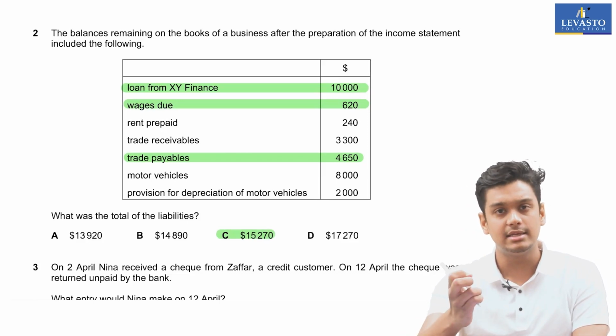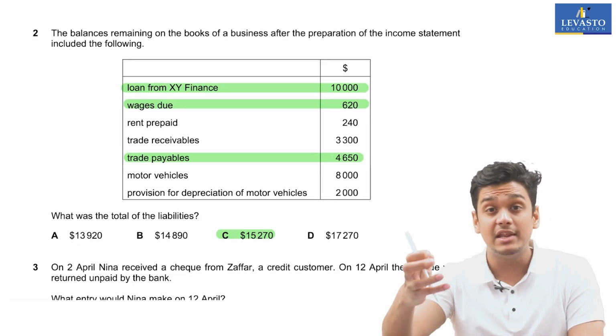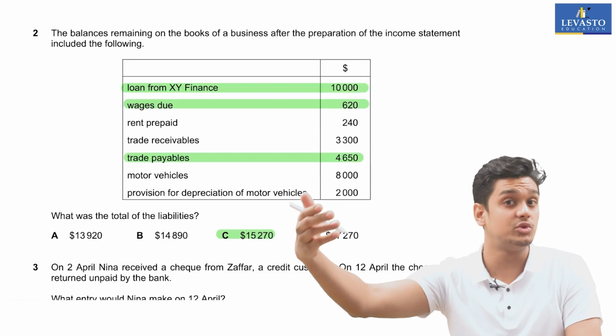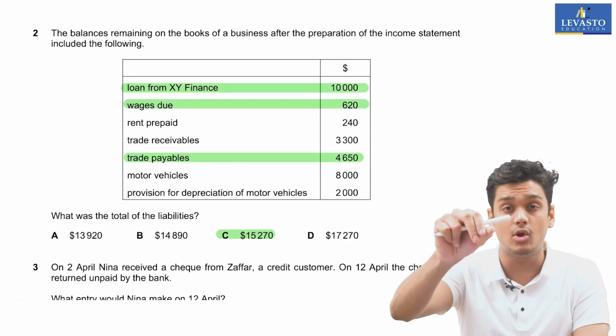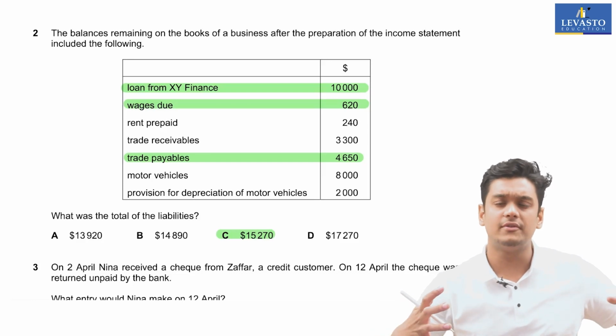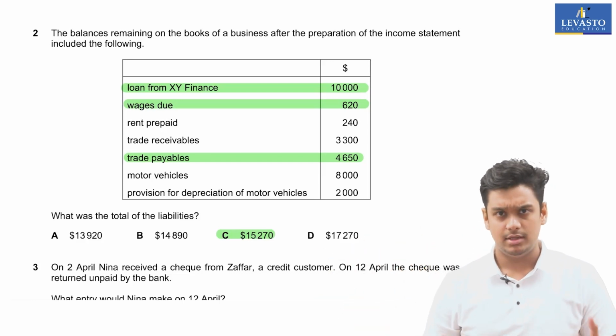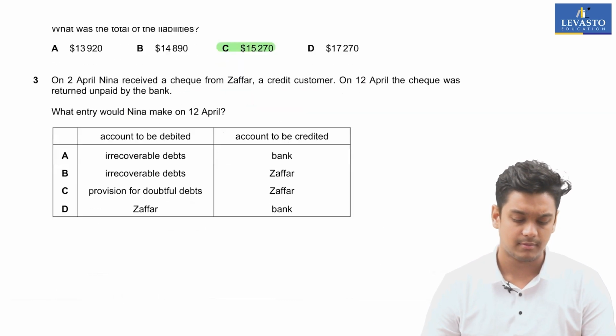Now, when it comes to provision for depreciation, that is not a liability for the business. Liability is obligations that a business has to pay. Depreciation is the fall in the value of a non-current asset over its useful life, and you minus it from your non-current asset. It's not a liability, but it's the total fall in value over a given period of time. So that's simple. That's a pretty easy question. Third one.